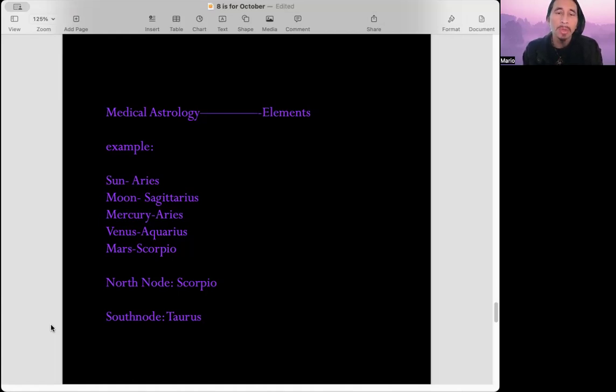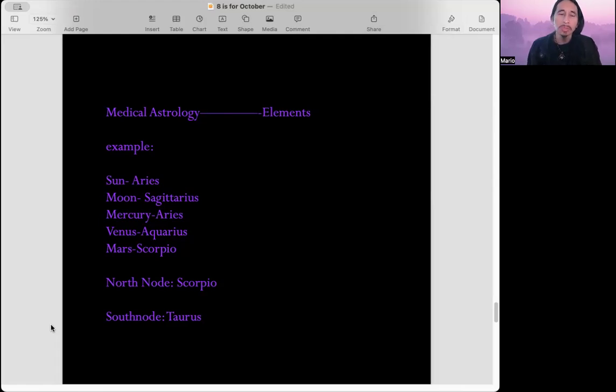So here is an example of the chart. Sun in Aries, Moon in Sagittarius, Mercury in Aries, Venus in Aquarius, Mars in Scorpio. What element is missing here? Aries is ruled by fire. Sag is ruled by fire. Aries again, ruled by fire. Venus in Aquarius would be ruled by air. And Mars in Scorpio is ruled by water. What element is missing here? Earth. Earth is missing here.